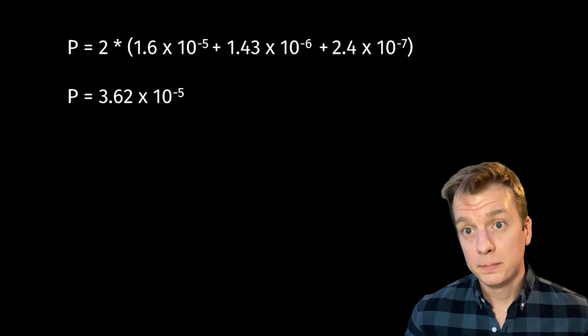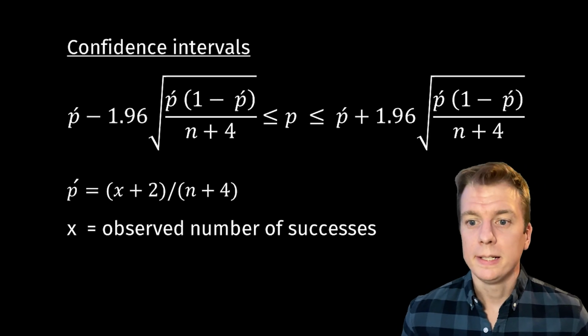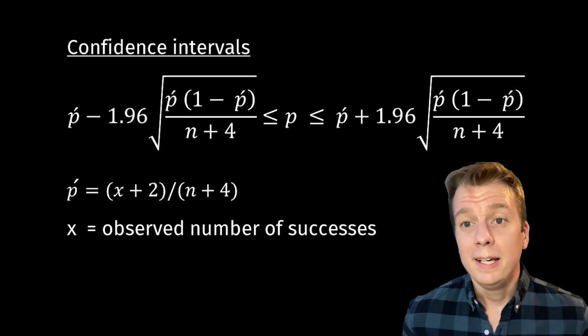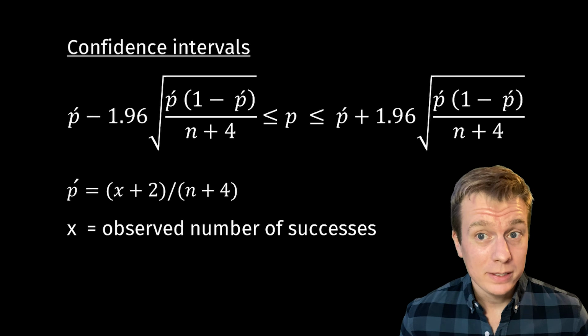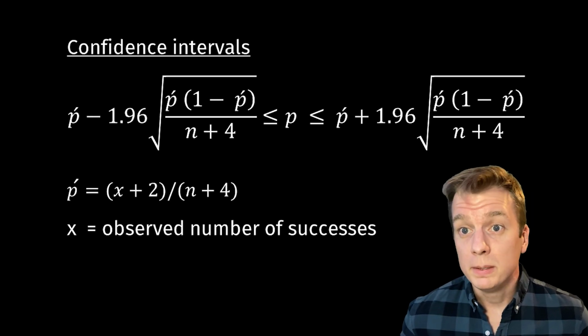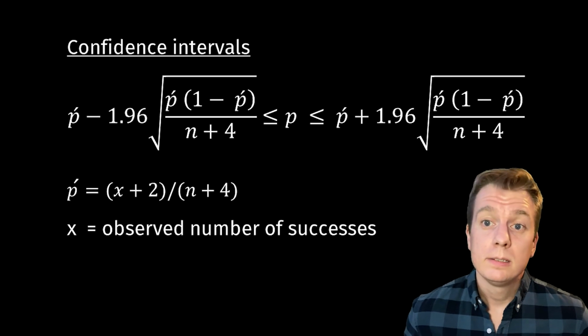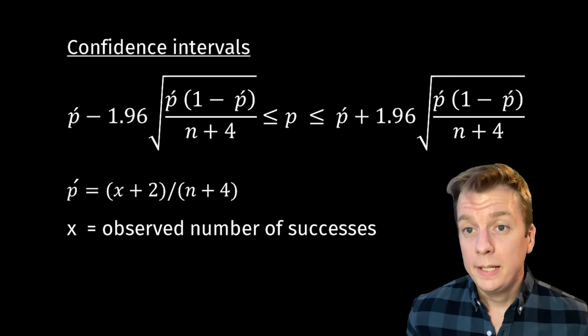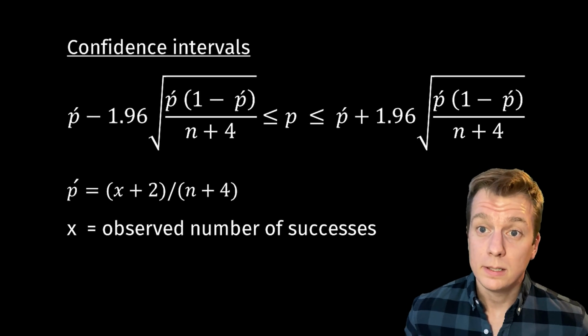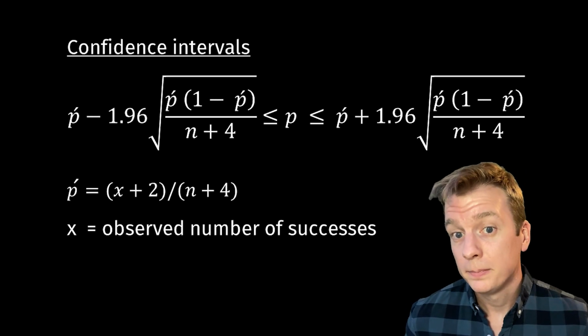We can also calculate confidence intervals for the binomial distribution. It's calculated a lot differently than the confidence intervals that we've talked about before, because binomial data is not normally distributed. It does not make a bell-shaped curve.